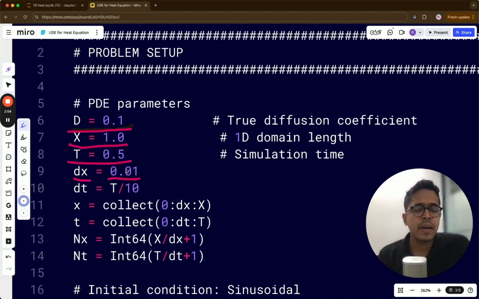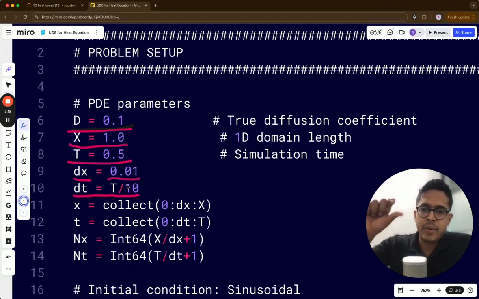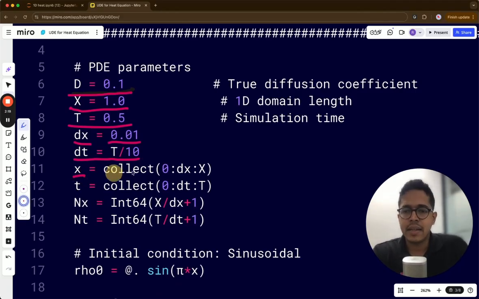Actually, when I'm running the code, I will use 0.1 because I want the code to run fast for demonstration. I'm discretizing my time domain by dividing the total time duration by 10. So I'll have 10 time points. Then my x grid is basically 0 to 1.0. The time grid is from 0 to 0.5.